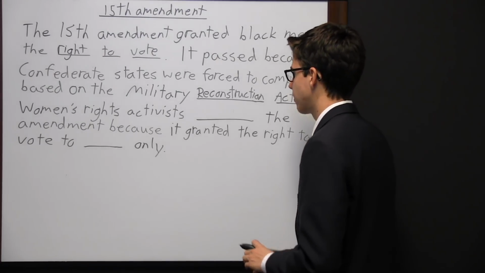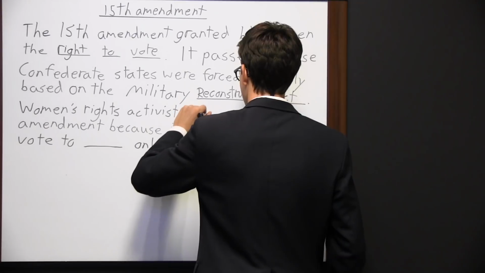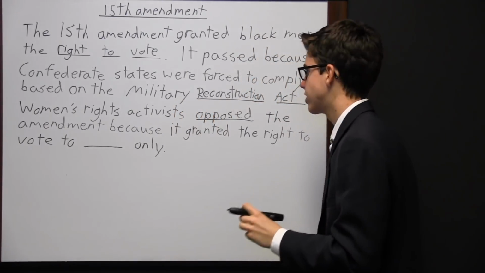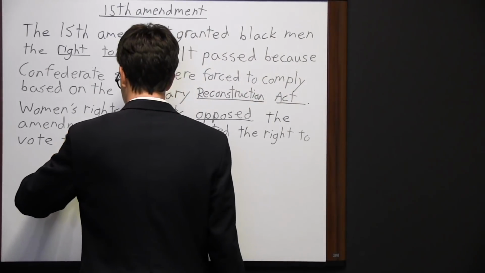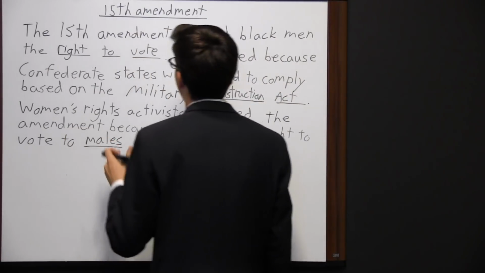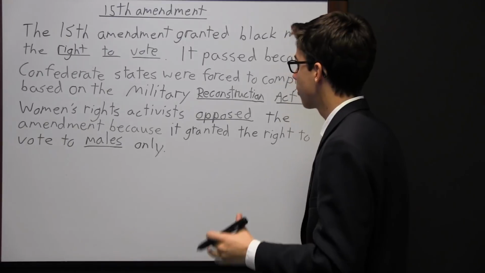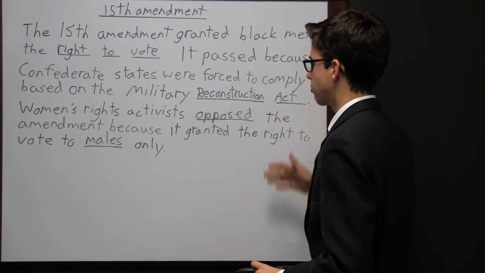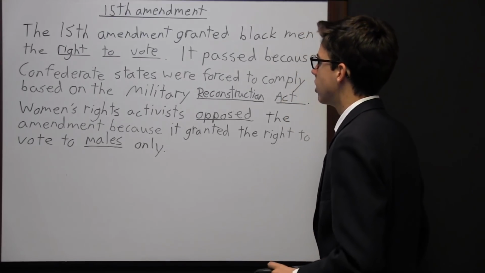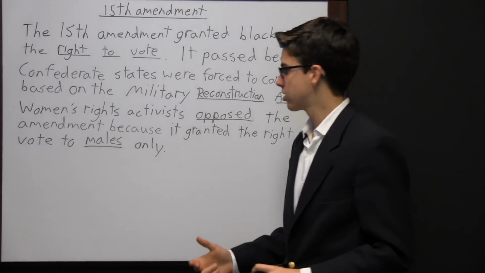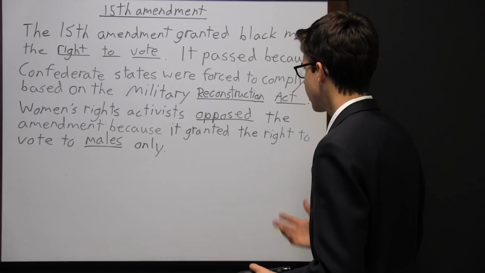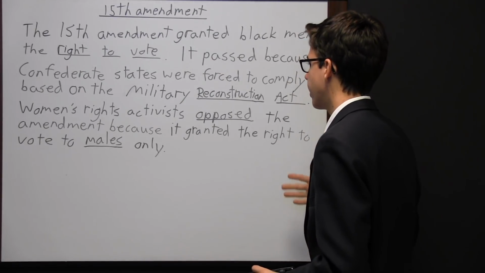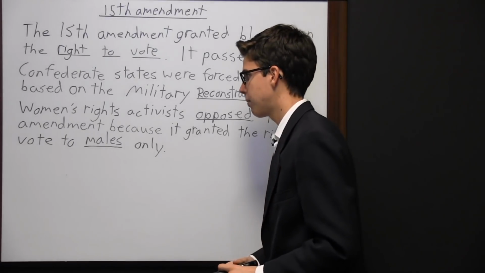And women's rights activists also opposed the amendment because it granted the right to vote to males only. So you can see how much opposition and tension there was with the 15th Amendment because women's rights activists opposed it, as well as these Confederate and Southern states who had a lot of prejudice against blacks. And so really only through the Military Reconstruction Act could the 15th Amendment most likely come about.